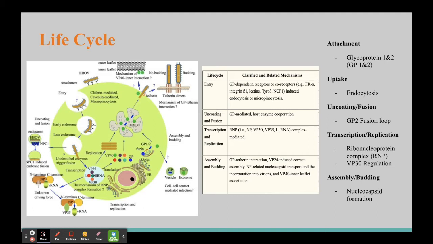Fusion loop of GP2 is then inserted into the host membrane, where heptad repeats of the GP2 create a bundle that opens the membrane for RNA and associated proteins to be released into the host cytoplasm for replication. A ribonucleoprotein complex is then formed with nucleoprotein encapsulated EBOV ssRNA and RNA polymerase, in which the RNP serves as a template for the production of cRNA, which generates virogenomic RNA packaged to virions. Within the perinuclear regions, the nucleocapsids are formed and transported to budding sites at the plasma membrane.